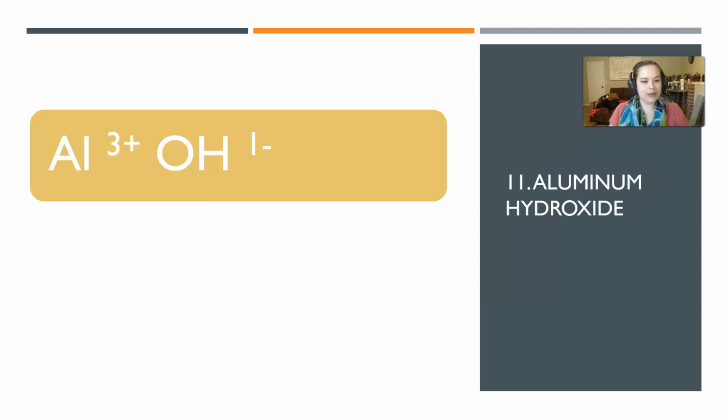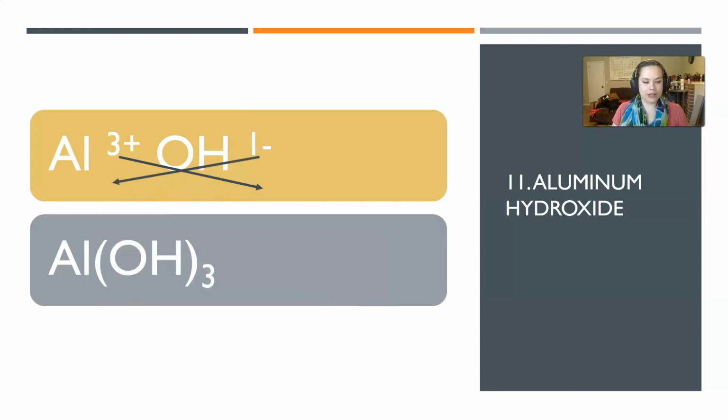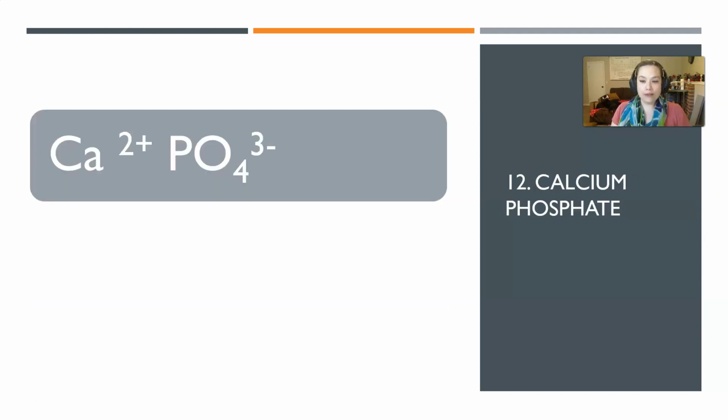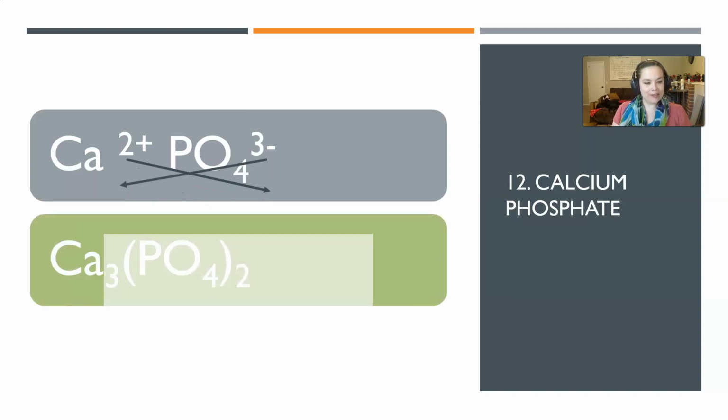11 is aluminum hydroxide. So same steps. Number of the charge becomes the subscript of the other one, so 3 comes across behind hydroxide. And we're going to have a 1 behind aluminum we don't have to write. So your molecule is going to be Al(OH)3. 12 is calcium phosphate. And the answer for that one is going to be Ca3(PO4)2.